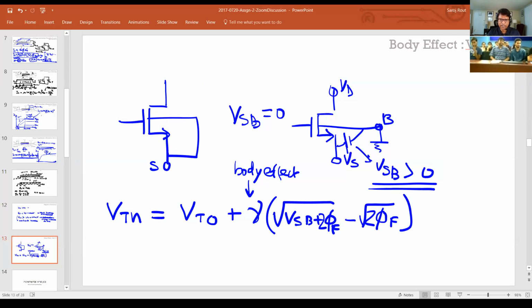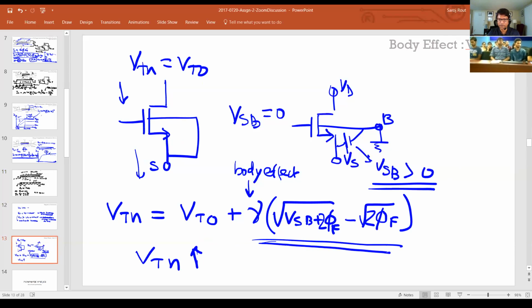So when VSB equals 0, this term obviously becomes 0, and you just get VT0, which is the case here. So for this particular case, VTN is VT0. And for cases where VSB is greater than 0, you just have to remember that VTN increases, okay? Usually you don't have to calculate this. We just use a simulator to figure out how much VTN has increased, but you have to be aware of this. So that's the only thing I wanted to point out.